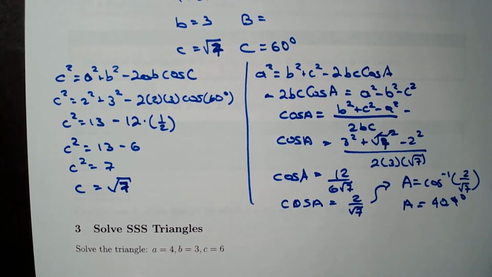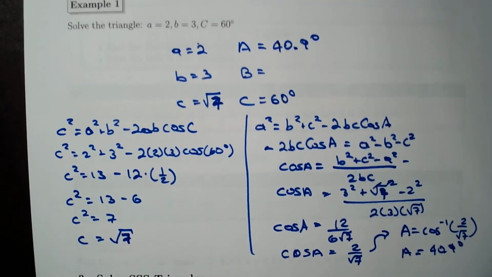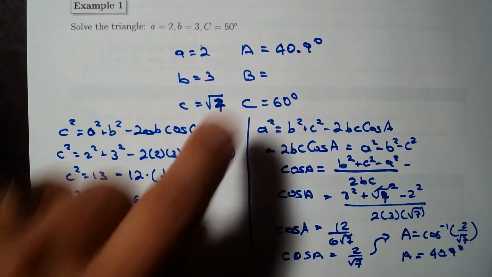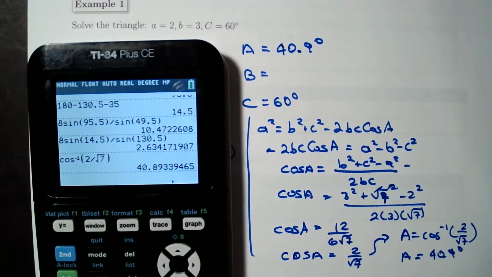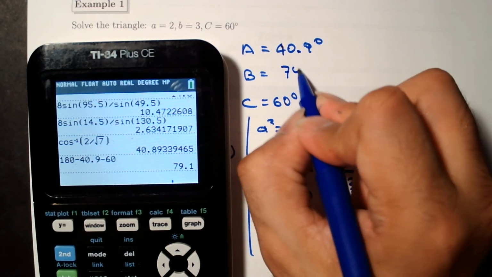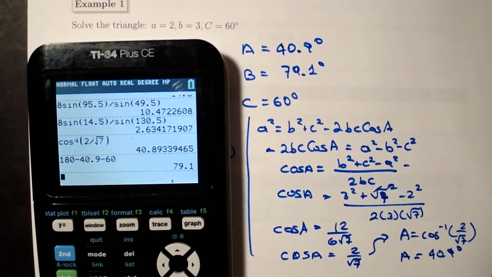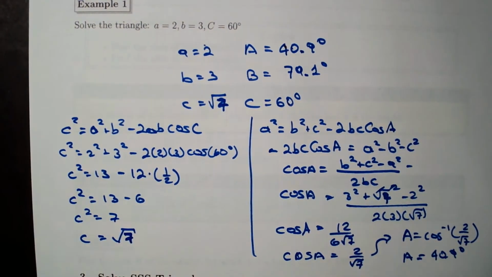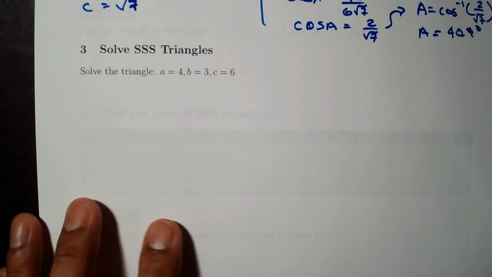So now we have another angle, 40.9 degrees. And in this case, we don't have to use any other law of sines or cosine, because we can simply do 180 minus 40.9 minus 60, and that's 79.1 degrees, and we have that triangle solved. Let's do another example and call it a day for this section.